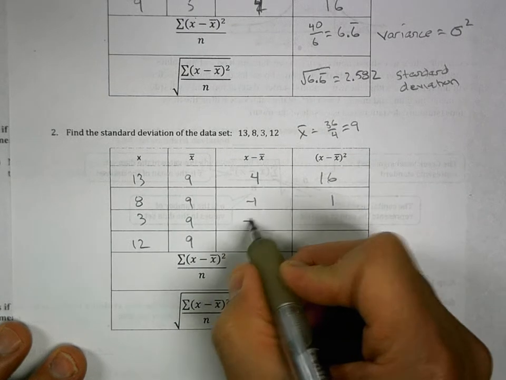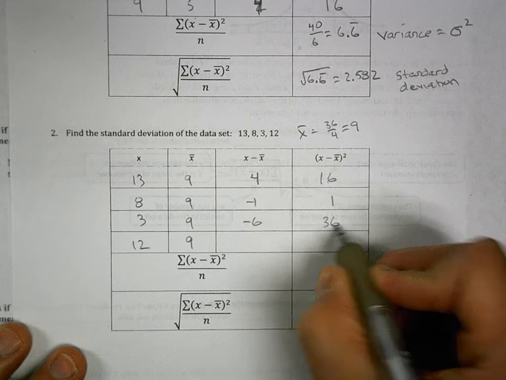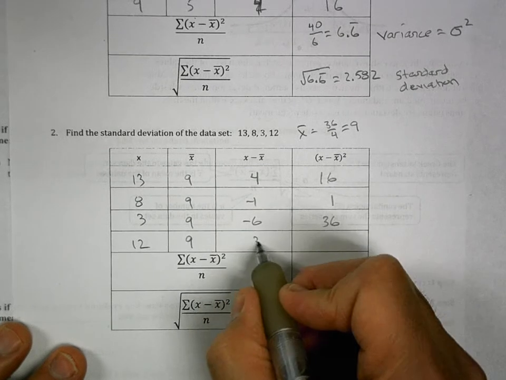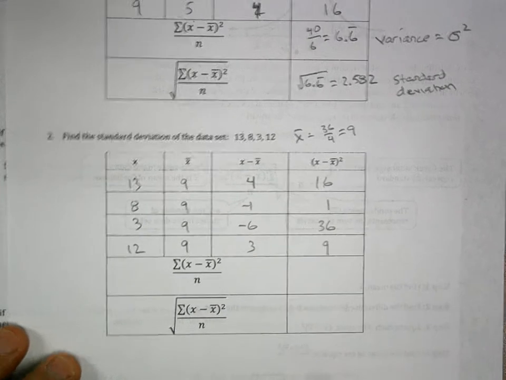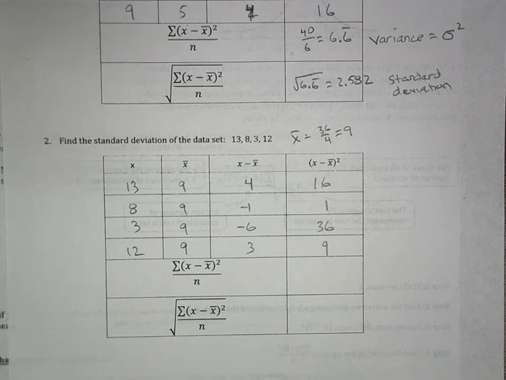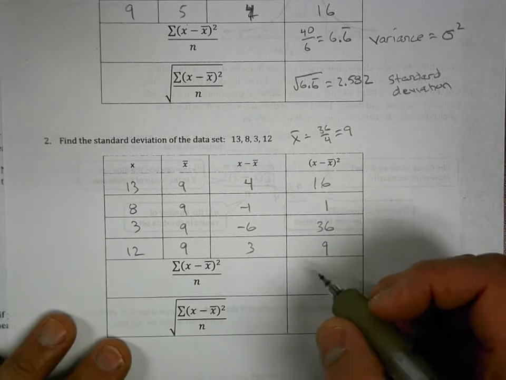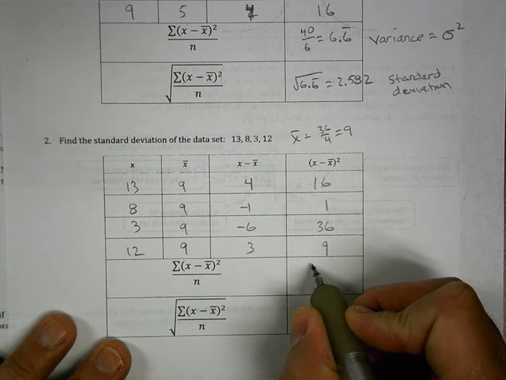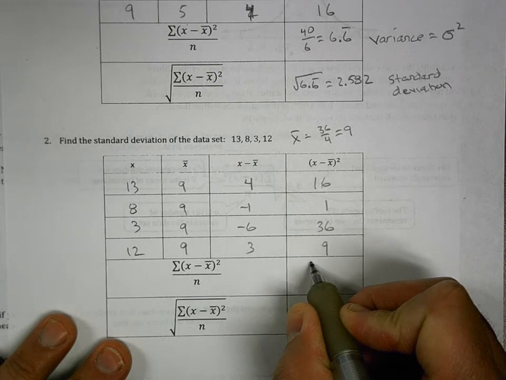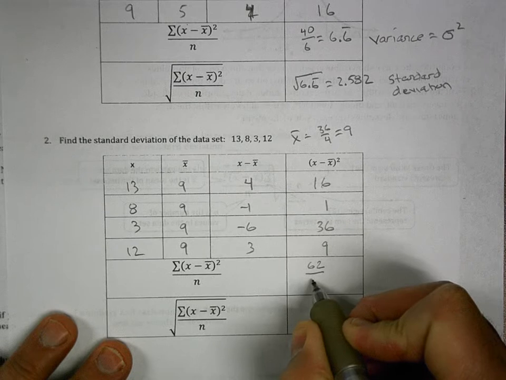3 minus 9 is negative 6. Squared is 36. 12 minus 9 is 3. Squared is 9. And then what do we do with those numbers? Add them all up and find the average of those. So add those up. 62. So 62, we divide that by 4.